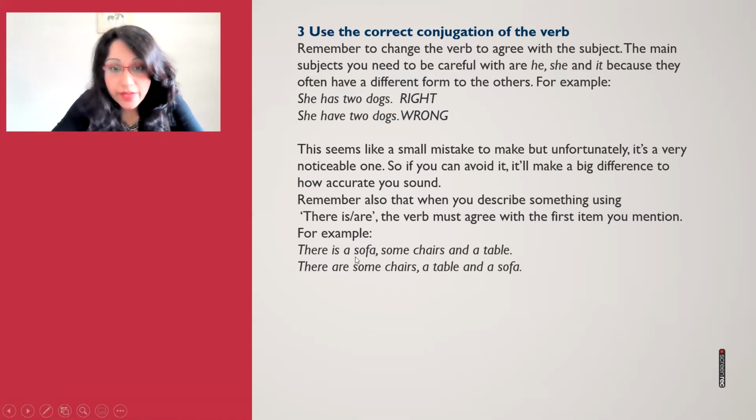All right, so like here, there is a sofa, some chairs, and a table. So what is the first item here? This is your sofa, singular, so "is." There are some chairs, a table, and a sofa. So here the first item that you mentioned was your chairs, which is plural. So that's "are." Okay, so whatever is the first item, choose your verb according to that.